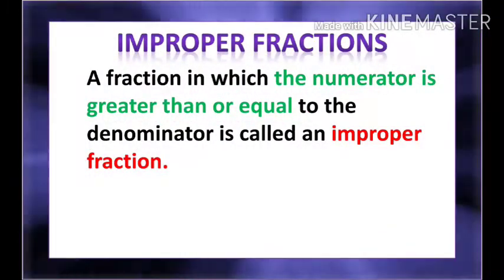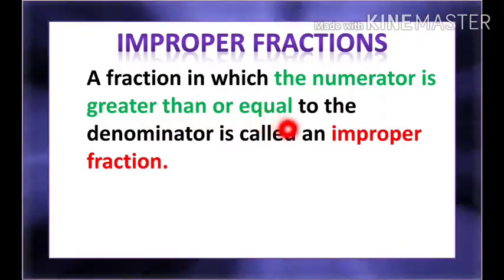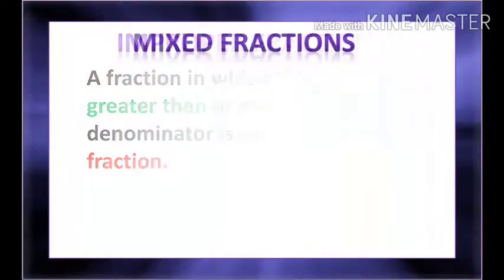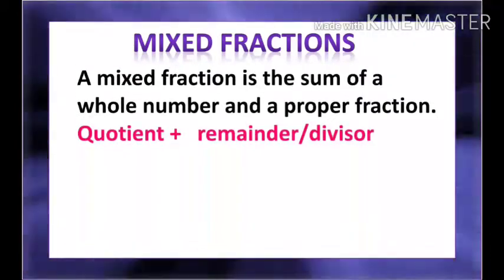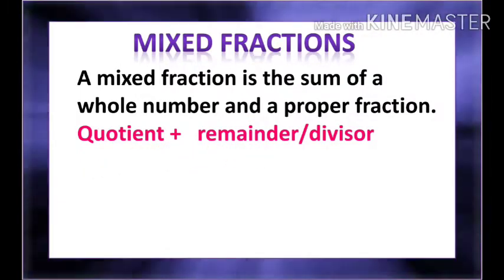Improper fractions. A fraction in which the numerator is greater than or equal to the denominator is called an improper fraction. Mixed fraction. A mixed fraction is a sum of a whole number and a proper fraction, that is quotient plus remainder by divisor. These are all the topics we have discussed in the previous session with examples.